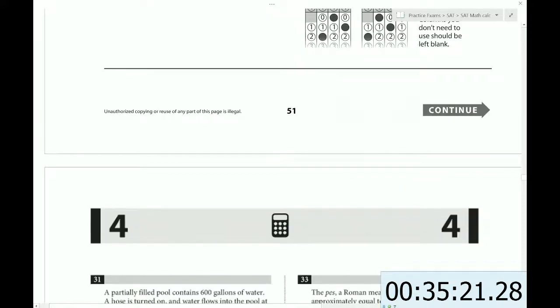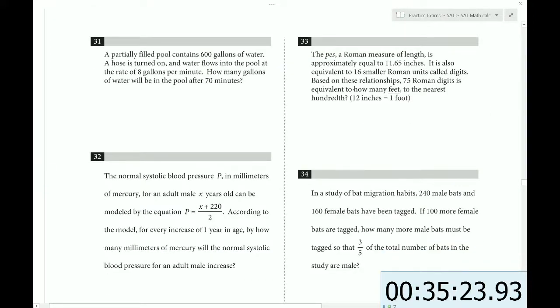Okay, so we're into the grid-ins. A partially filled pool contains 600 gallons of water. A hose is turned on and water flows into the pool at a rate of 8 gallons per minute. How many gallons of water will be in the pool after 70 minutes? Okay, so you have 8 gallons per minute times 70 minutes. We're multiplying them together so that the minutes will cancel out.